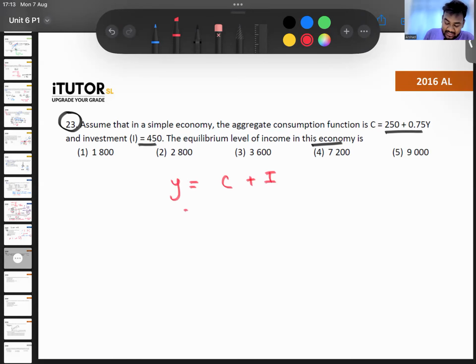So consumption is 250 plus 0.75Y. Investment is 450. There is no tax also. Can you please give me an answer?